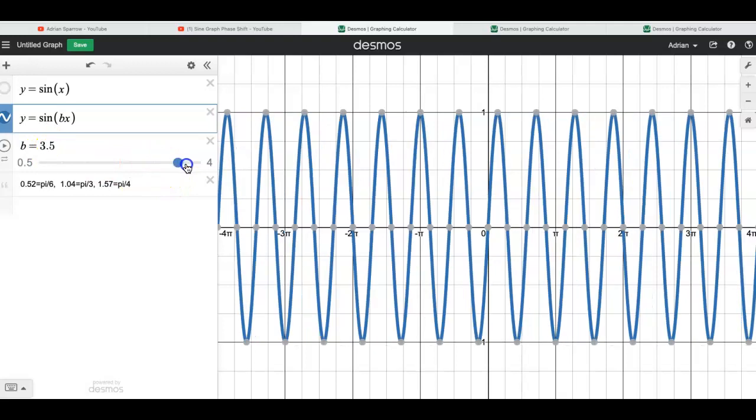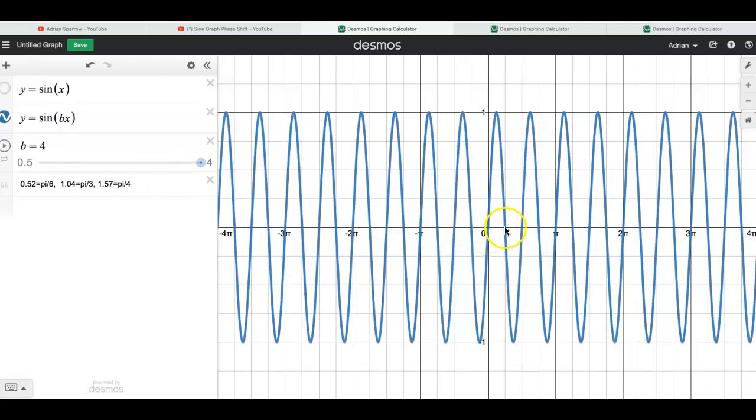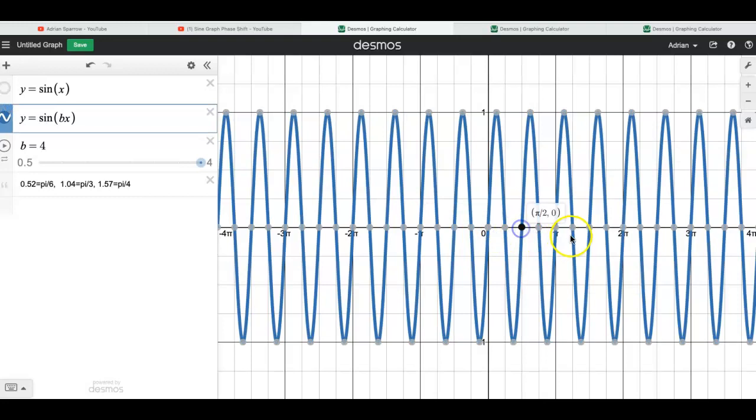So if I make it 4, we will have 4 complete waves. 1, 2, 3, 4, and we call the period pi over 2 because that's how long it takes to make that first complete wave, pi over 2.